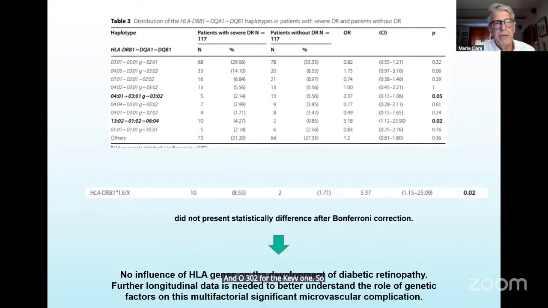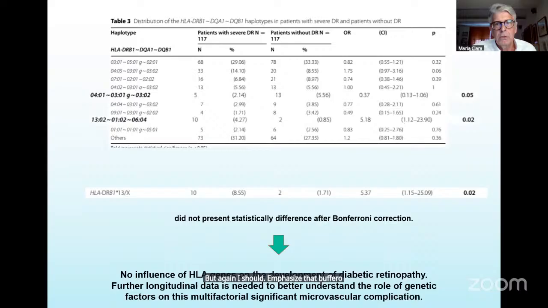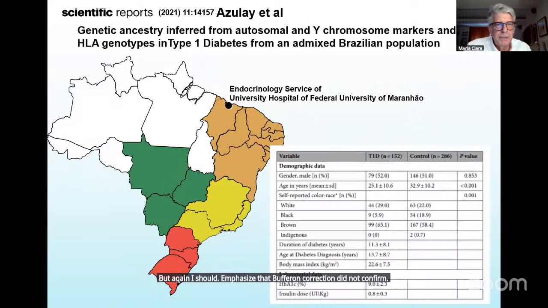So this is a very common haplotype that is observed already in Europeans and in the United States, and it was also present in the Brazilian population. But for those people with diabetic retinopathy, we found 1302, 0102, and 0604. But again, I should emphasize that the Bonferroni correction did not confirm this difference.